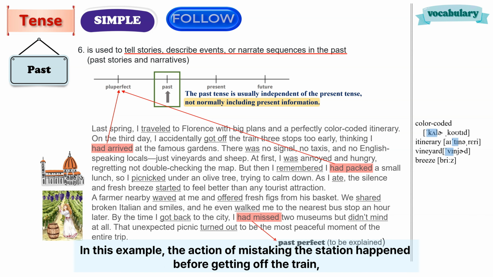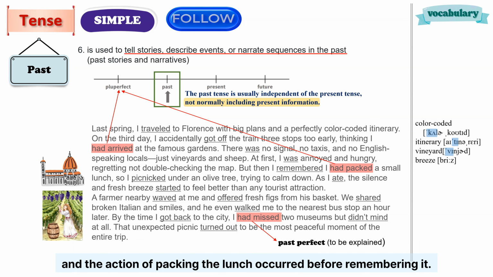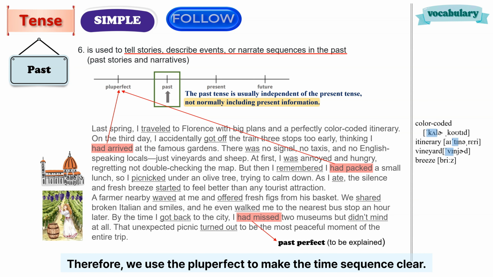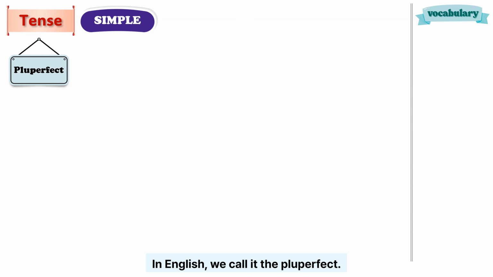In this example, the action of mistaking the station happened before getting off the train, and the action of packing the lunch occurred before remembering it. Therefore, we use the pluperfect to make the time sequence clear. In English, we call it the pluperfect.